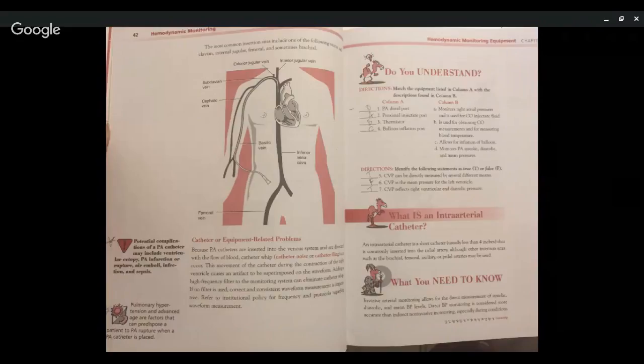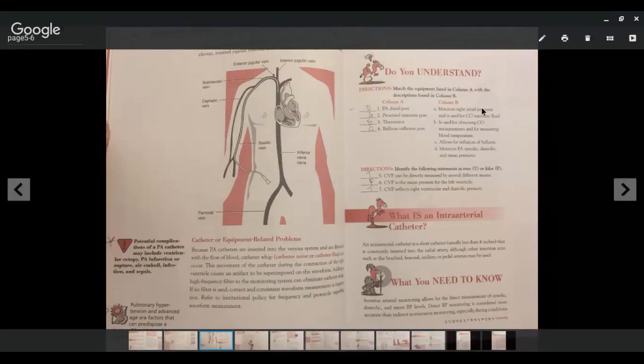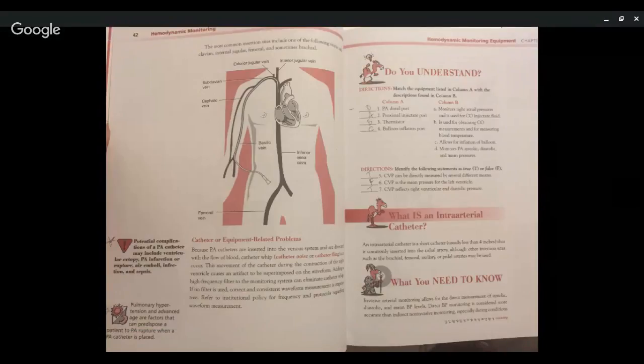So which of the following are true or false? CVP can be directly measured by several different means. Is that true or false? That is true.